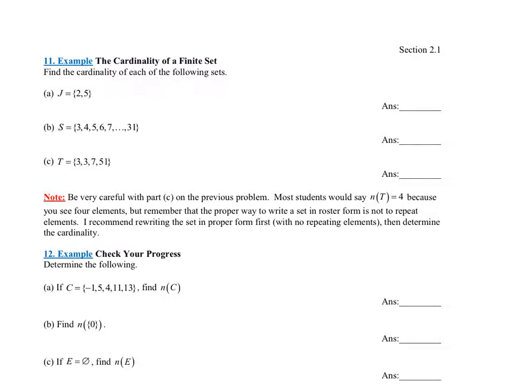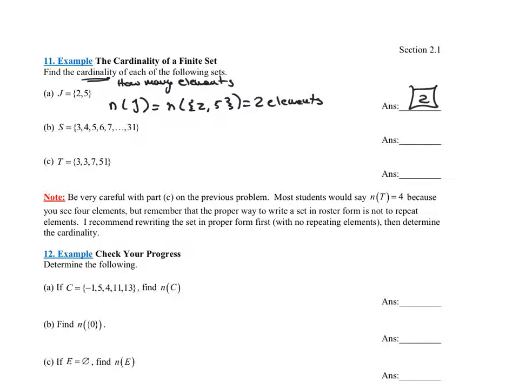So let's do some examples here. It says find the cardinality. Cardinality, again, means how many elements of the following sets. So here, if I find n of J, how many elements are in the set J? That's the same thing as finding the cardinality. Let's look at the set. How many things do you see? I see 2 elements. So what's the cardinal number? The cardinal number is 2.